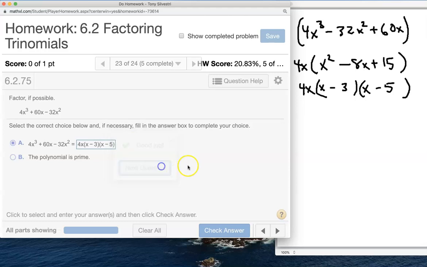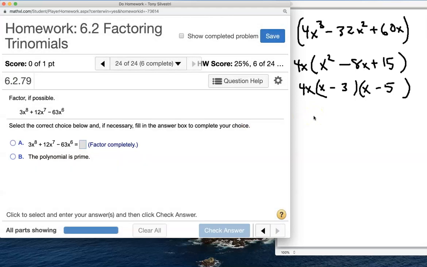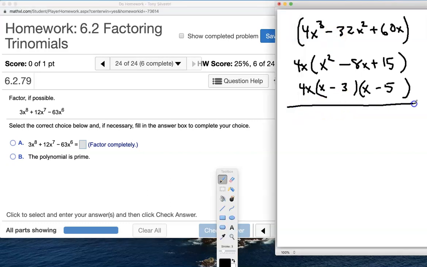Good job. And the last problem, oh my God, x to the 8th. Yeah, right, x to the 8th. That's intense. That is intense. So I think we can probably sneak this right over here. I like the way it's written. High power, next highest, next highest. So I'm going to pull this out.